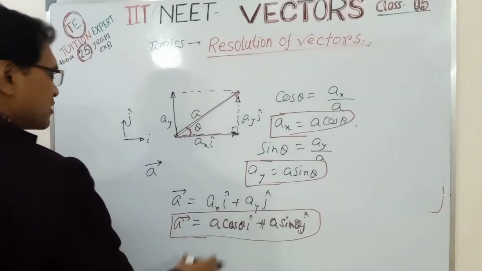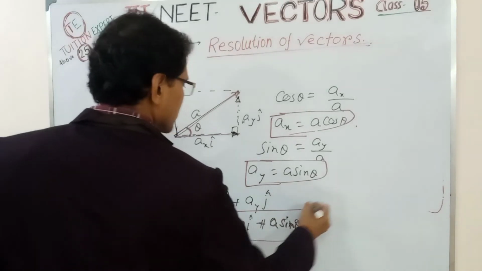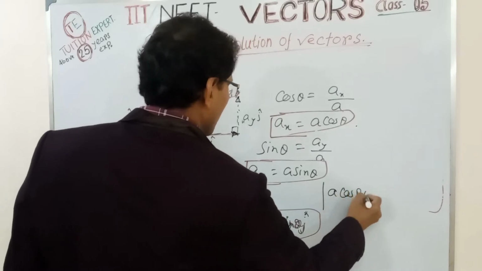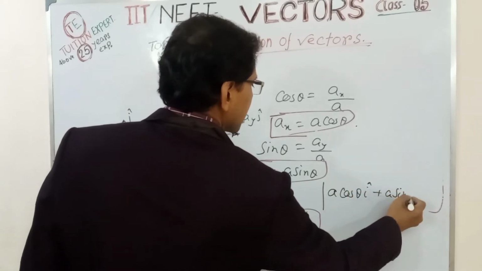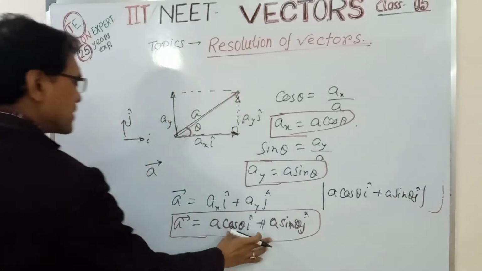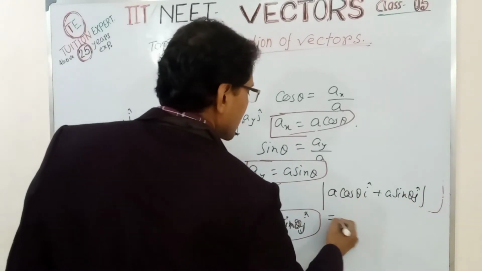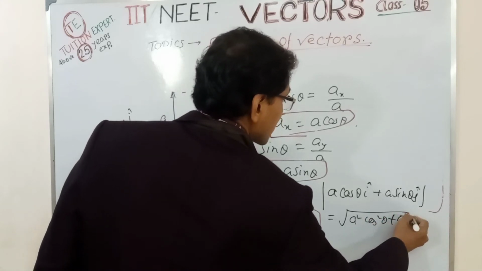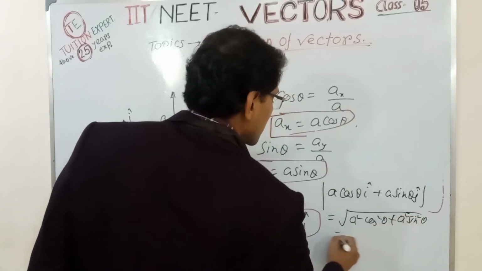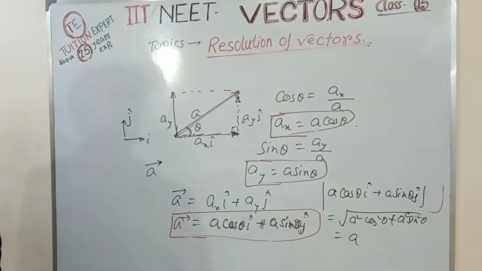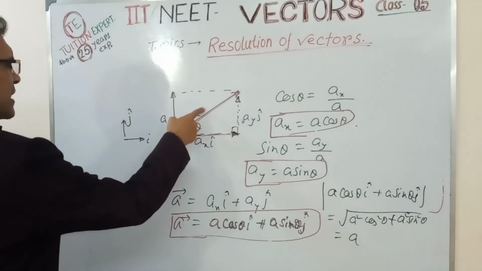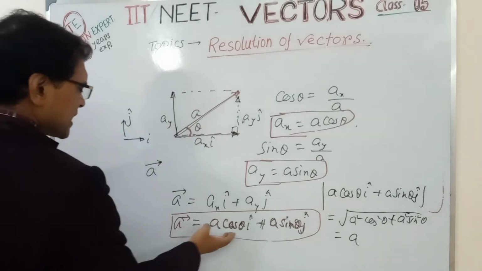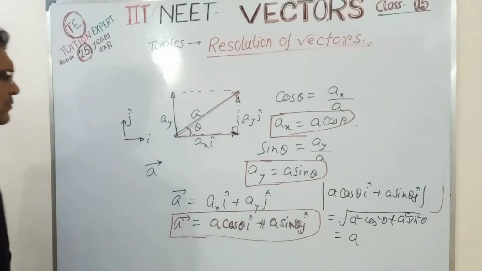If we take the magnitude of this vector, then what becomes? Obviously it comes A. So if we take the mod of this vector, the magnitude becomes A. So what is the result? Root over a square cos square theta plus a square sin square theta, which becomes A. So the vector A has magnitude A, and it makes an angle theta. In terms of i and j, we can express the vector in this form.